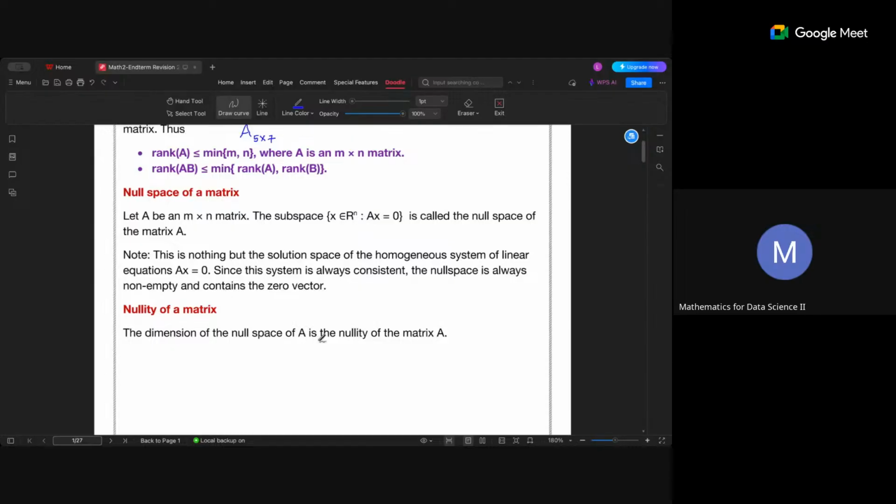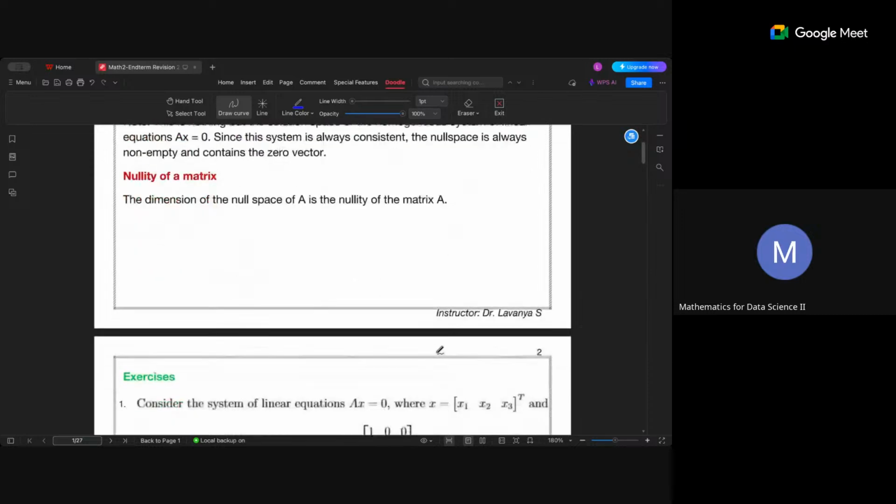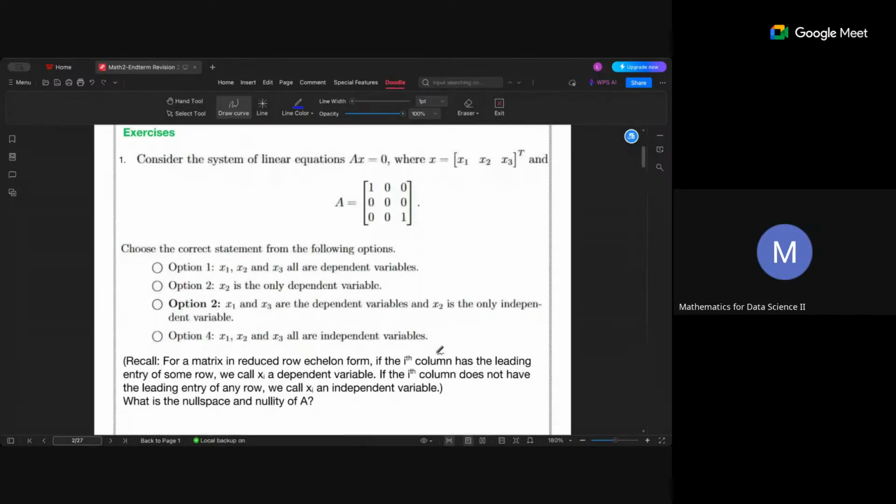So the dimension of the null space is the nullity of the matrix A. Okay, so now look at this exercise. Here you have a matrix A and we are considering the homogeneous system Ax = 0. Now what are the dependent and independent variables?